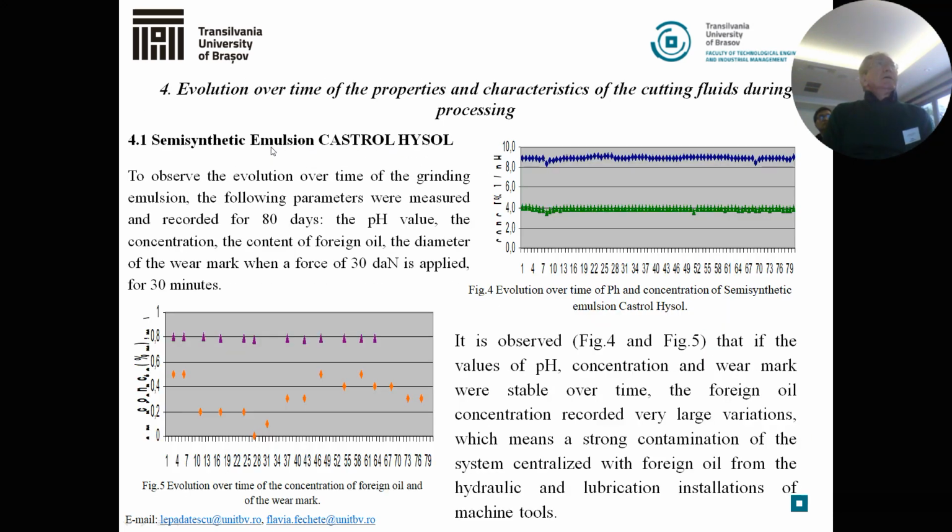Evolution over time of the properties and characteristics of the cutting fluid during processing. Semi-synthetic emulsion Castrol Hydrol. To observe the evolution over time of the grinding emulsion, the following parameters were measured and recorded for 80 days: the pH value, the concentration, the content of foreign oil, and the diameter of the wear mark when a force of 13 decanewton is applied for 30 minutes.